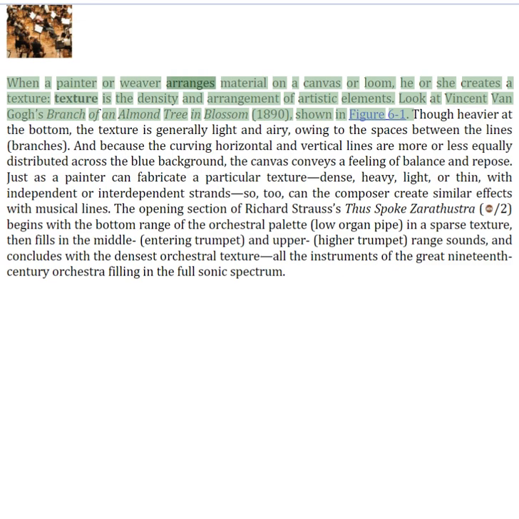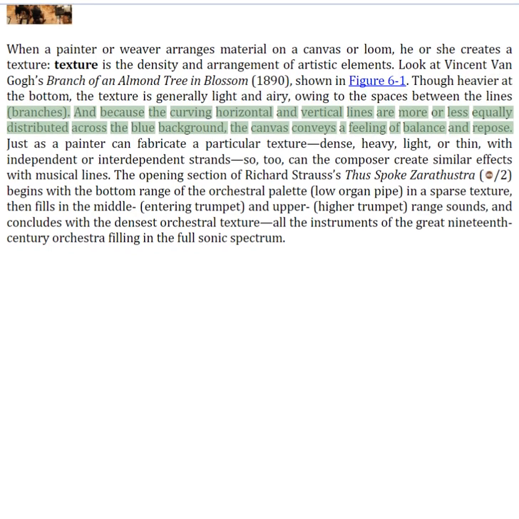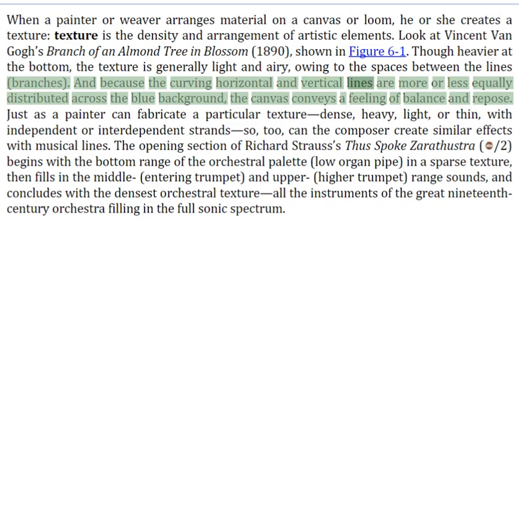When a painter or weaver arranges material on a canvas or loom, he or she creates a texture. Texture is the density and arrangement of artistic elements. Look at Vincent van Gogh's Branch of an Almond Tree in Blossom, shown in Figure 6.1. Though heavier at the bottom, the texture is generally light and airy, owing to the spaces between the lines. And because the curving horizontal and vertical lines are more or less equally distributed across the blue background, the canvas conveys a feeling of balance and repose.